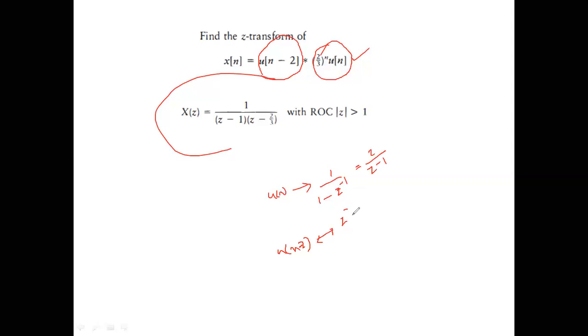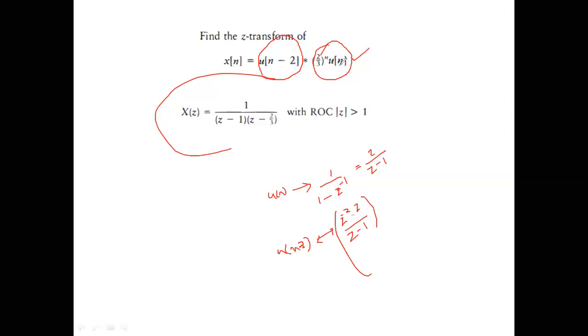So z square into z, divided by z minus 1. Okay, so this is one segment. So z square into z is what? Z square into z is z to the power minus 1.